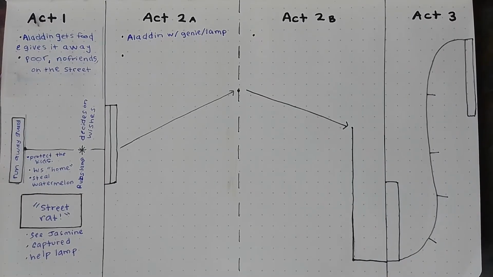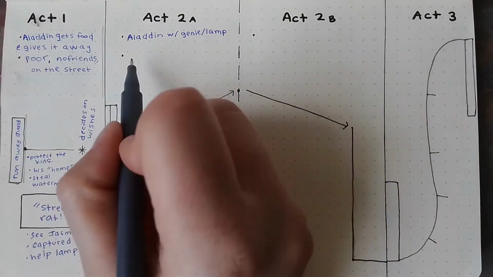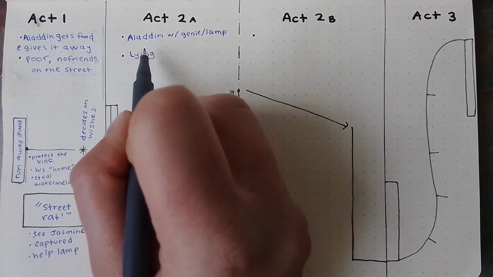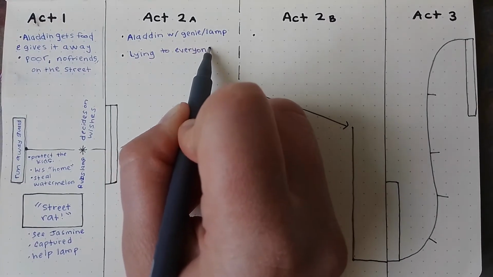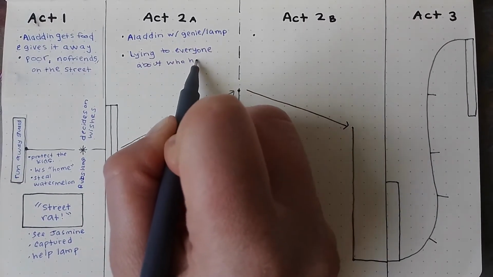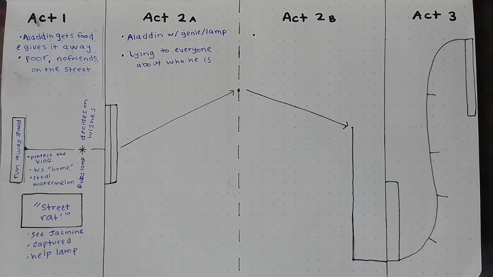Your second job is to show your main character trying to solve their problem in the wrong way or externally. Aladdin does this by lying to everyone about who he is. He has the genie manufacture success and riches for himself to prove his worth to everyone else. He lies and says he is a prince, a status he sees as having worth compared to a street rat.